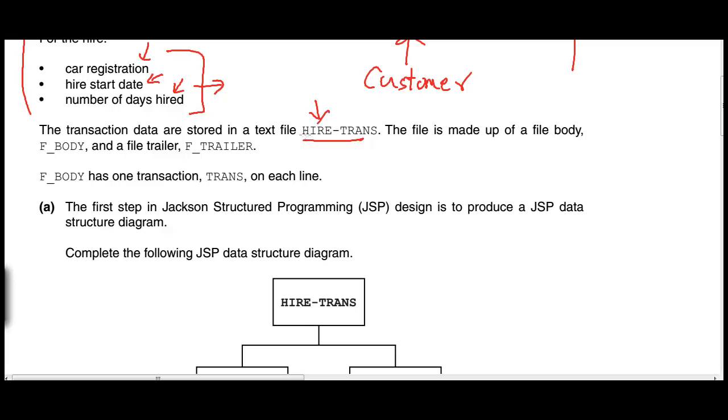This file is made up of a file body and a file trailer. We'll take a look at the structure chart that he has given to determine what we are going to do with this. So don't think too much about this for now, but just know that he has provided the information that the file is made up of a file body and a file trailer. He split the file up into two parts: one is the file body and one is the file trailer.